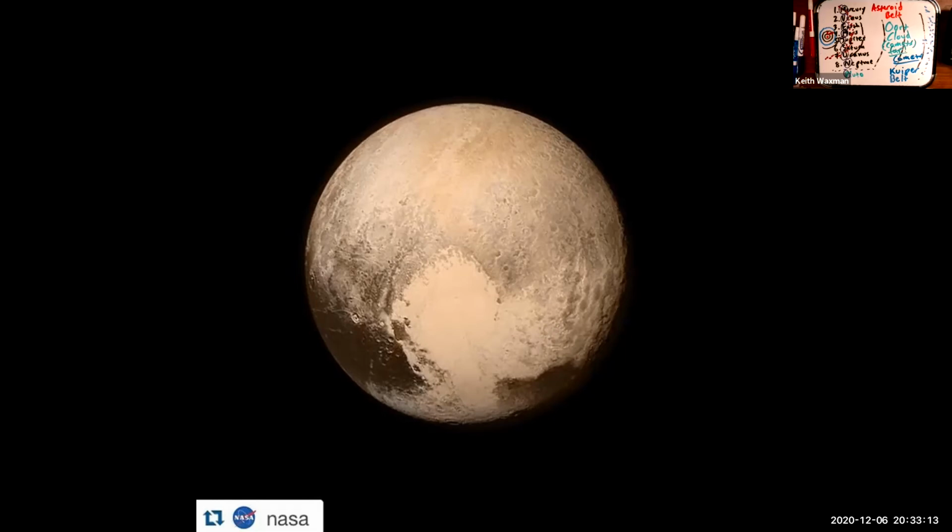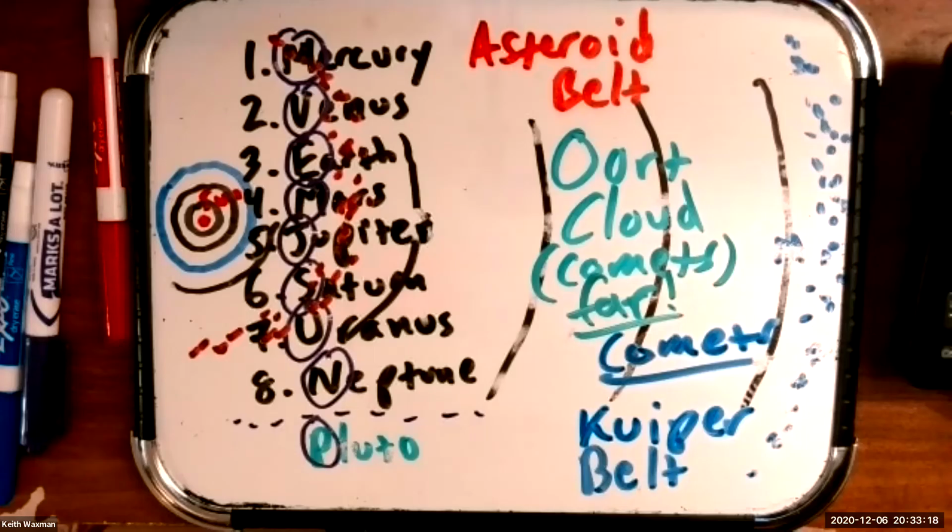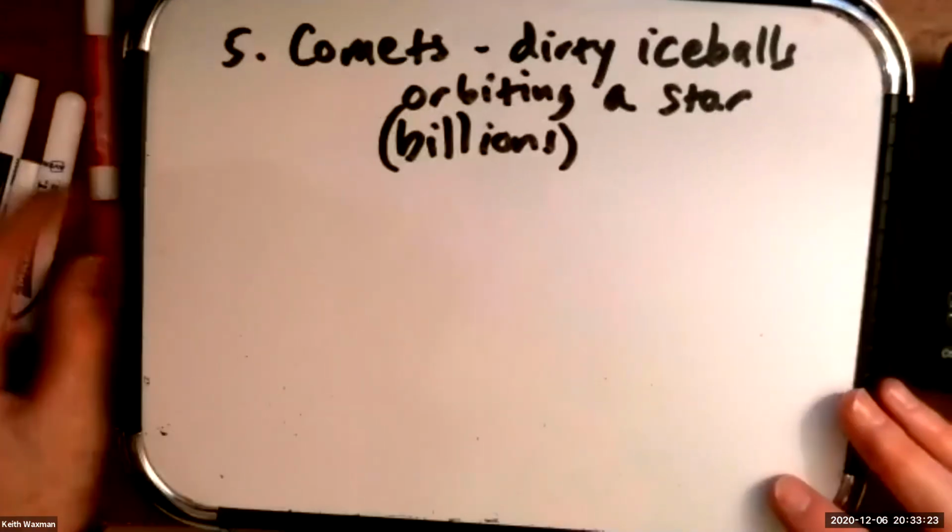Now, let's talk about these dwarf planets. All right. So we'll talk about these dwarf planets. And to do that, let's take a look at our sheet here.